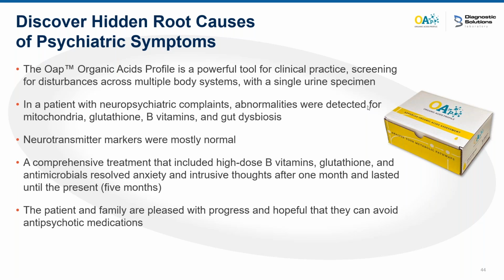A comprehensive treatment based on these OAP results and GI map results, because there were two lab tests used here, included high-dose B vitamins, glutathione, and antimicrobials, which resolved her anxiety and intrusive thoughts after 1 month and lasted until present time, which was 5 months at the time of writing up this case. And the patient and family were pleased with her progress and continued to be hopeful that they would not have to put her on antipsychotic medications.